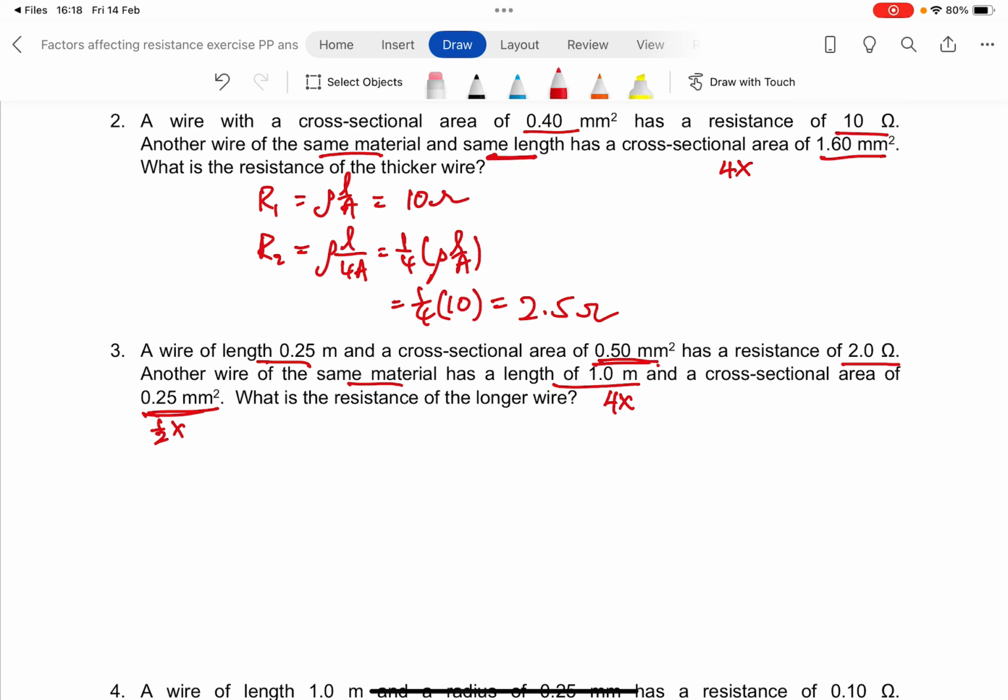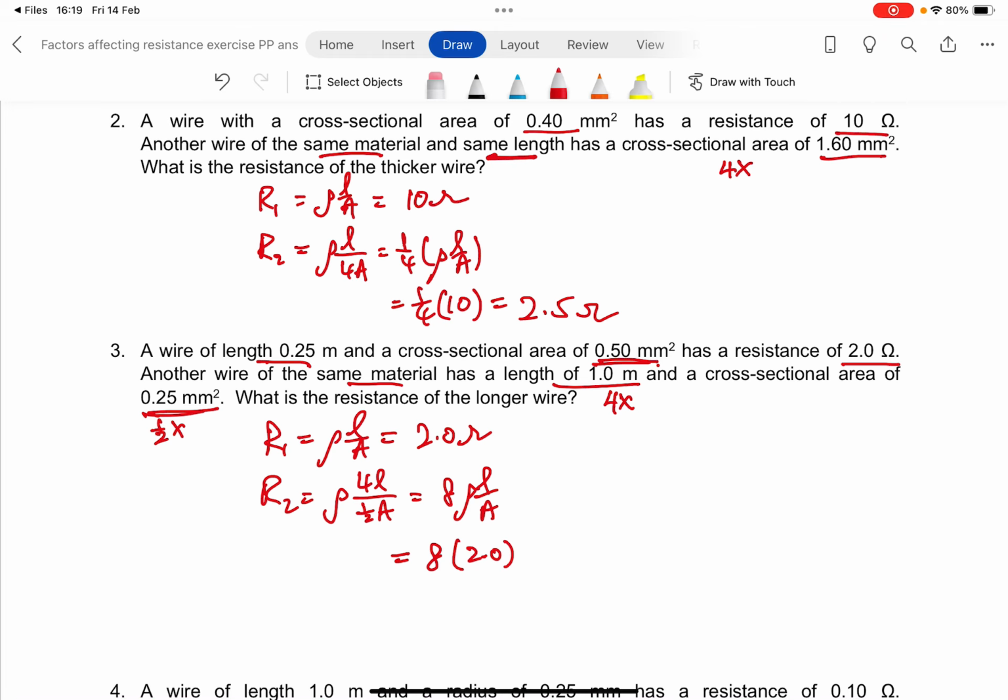So what's the resistance of the longer wire? Let's call it R1. R1 is rho L over A, which is 2 ohms. R2 will be rho times the length, which is 4 times, so 4L, and the area is halved, so half A. So 4 divided by half is 4 times 2, which is 8 rho L over A. So you get 8 times 2, which is 16 ohms.